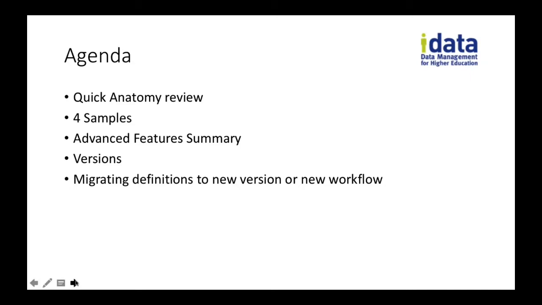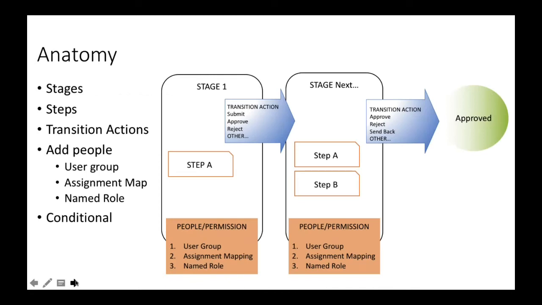Okay, so quick anatomy review. Workflows consist of stages, and the stages are sequential. You can picture a brick wall between stage 1 and the next stage. So if you have sequential tasks, task A needs to happen before task B, before task C, then each of those would be their own stage.